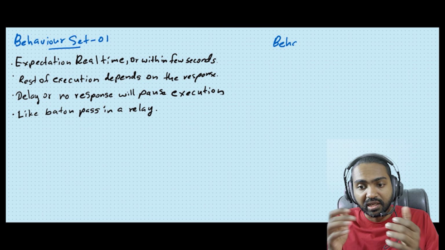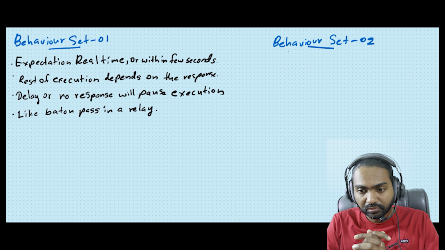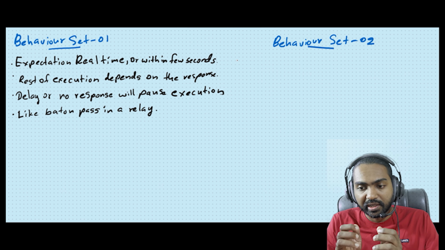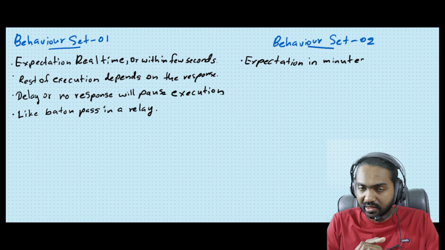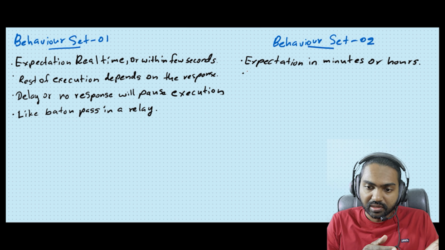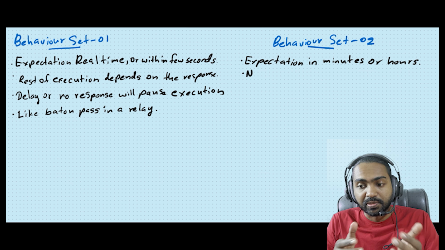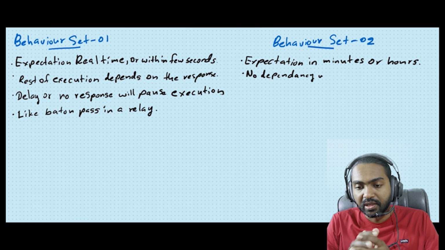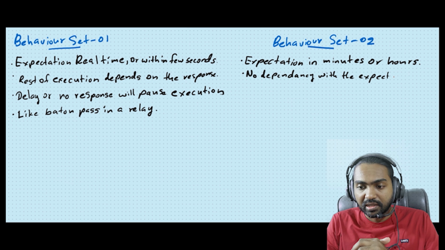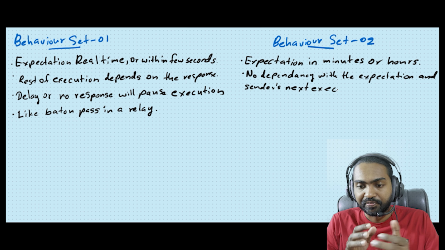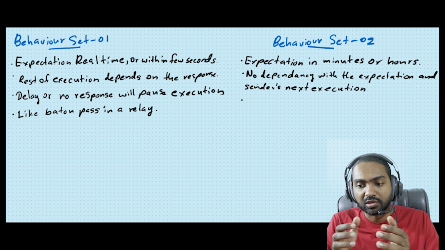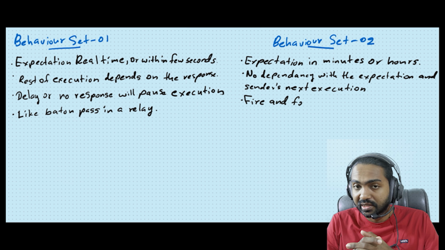Okay, let's move to the behavior set number 2. You don't need the expectation of the message to be delivered real time or within a couple of seconds. In other words, the message sender fires the message and forgets the expectation of the message. Expectation of your communication can be delivered after minutes or hours. Rest of your program or business flow execution does not block until the message expectation is delivered.